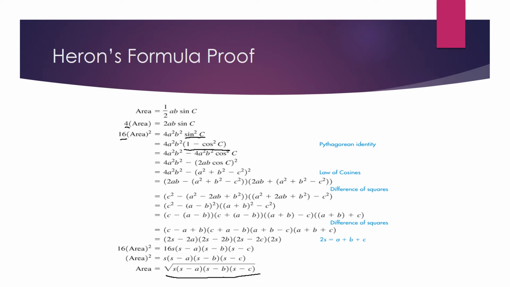We also use, as mentioned, the law of cosines to turn 2ab cosine c into a squared plus b squared minus c squared. Then we use difference of squares. Difference of squares again. Again, this is just a lot of heavy algebra. Then ultimately, we end up dividing out 16 down here, which ultimately gives us our overall formula, which we will now use.